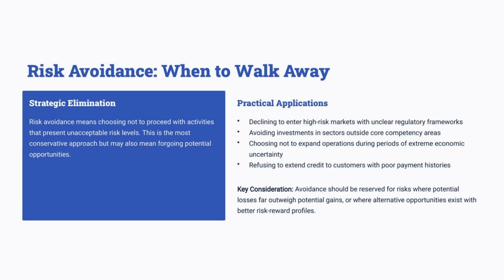This conservative strategy may mean missing opportunities. Practical examples include avoiding high-risk markets, steering clear of non-core investments, halting expansion during economic uncertainty, and refusing credit to unreliable customers. It's crucial when potential losses outweigh gains or better opportunities exist.